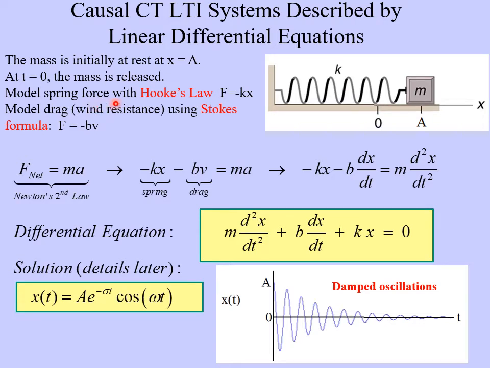So we're going to model the spring force, of course, with Hooke's law. The force is equal to minus kx, where k is the spring constant. And we're going to include wind resistance, so we're going to model drag or wind resistance using Stokes' formula, which again you might remember from your physics or mechanics class. The wind resistance force is given by the opposite of b times v, where b is a constant or coefficient. It's a drag coefficient. And v, of course, is the velocity or the speed.